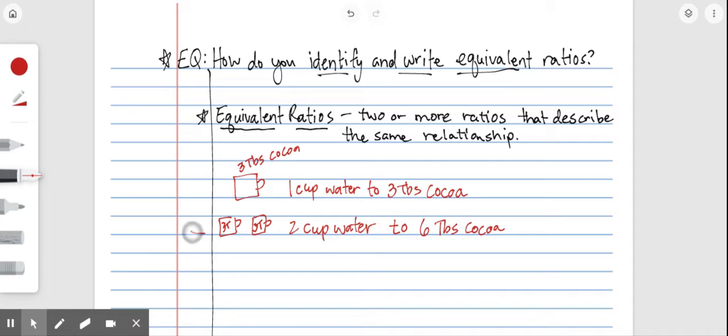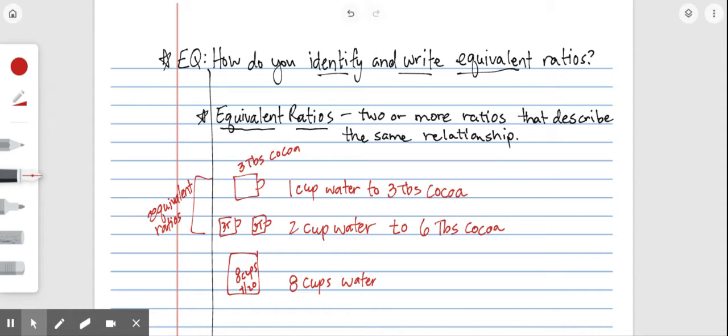These are equivalent ratios. Because they represent the same relationship. Every cup of water gets 3 tablespoons of cocoa. Now, if I were to make a big old pitcher of cocoa and it had 8 cups of water in it, H2O, 8 cups, how much cocoa am I going to have in there?